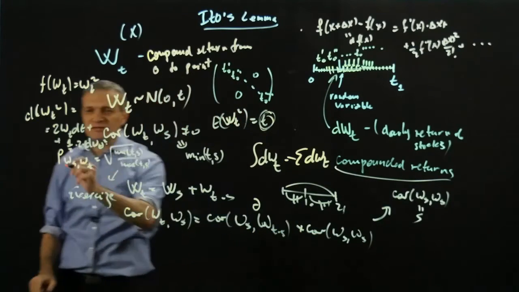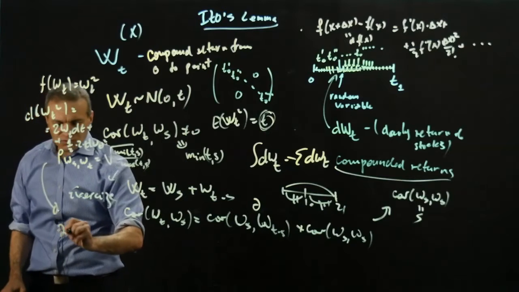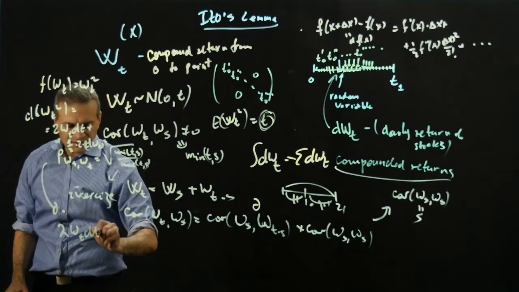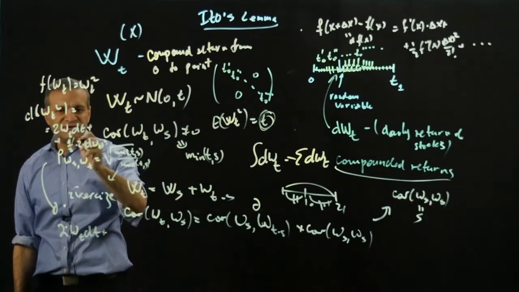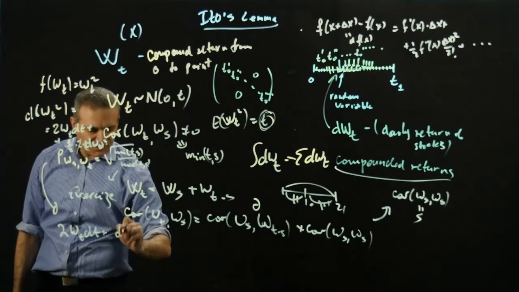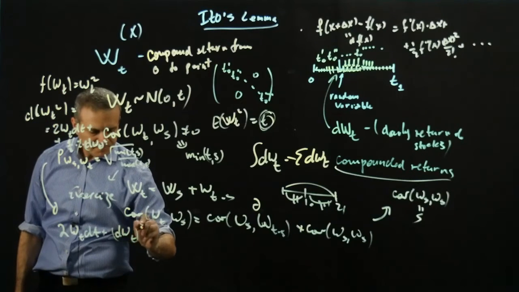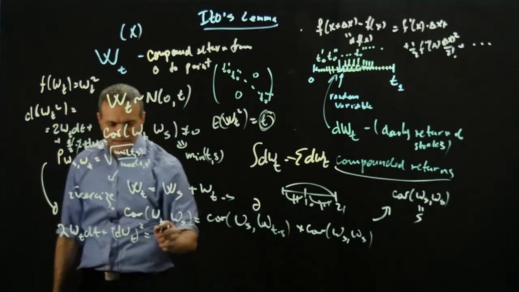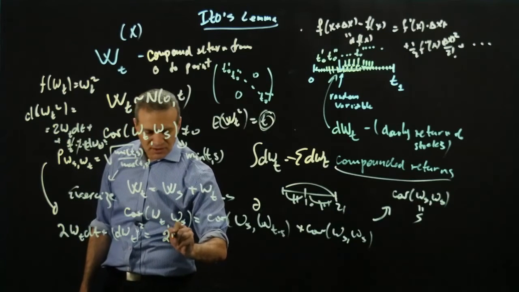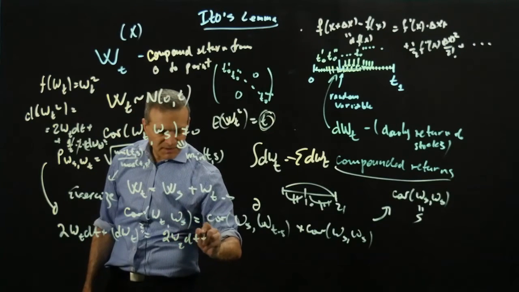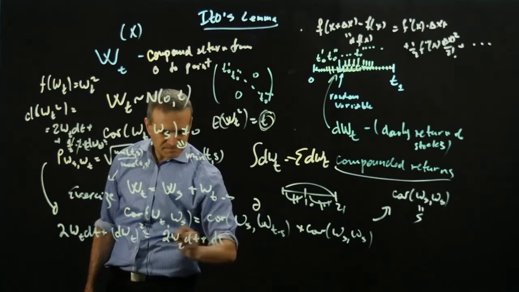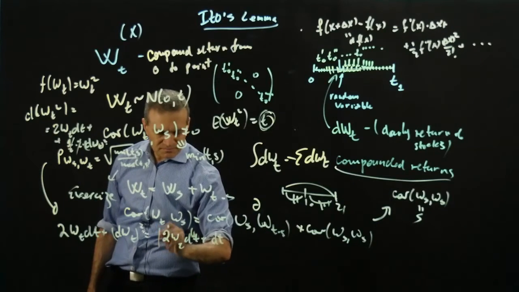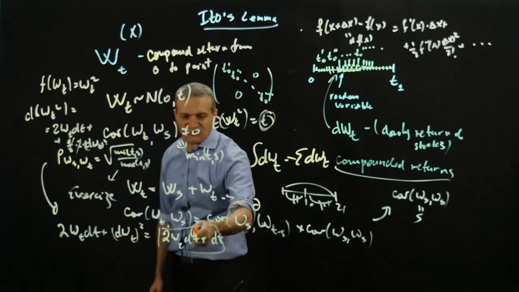And it comes in exactly here. So this is going to be 2 W_T dW_T plus, and here the half and 2 go away, and you get dW_T squared. Now this is going to be basically dt. So it's 2 W_T dW_T plus dt.